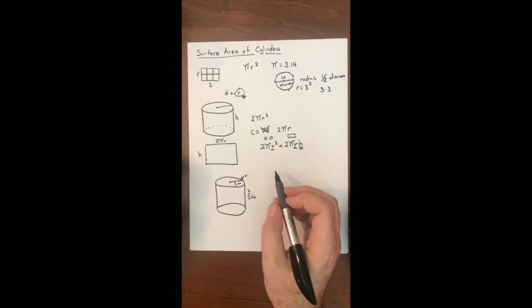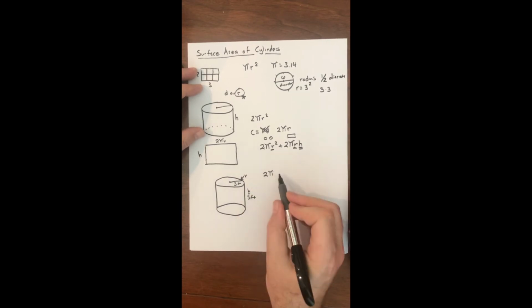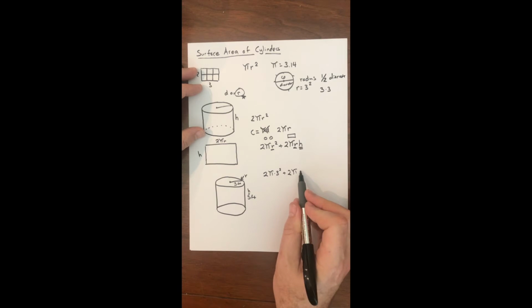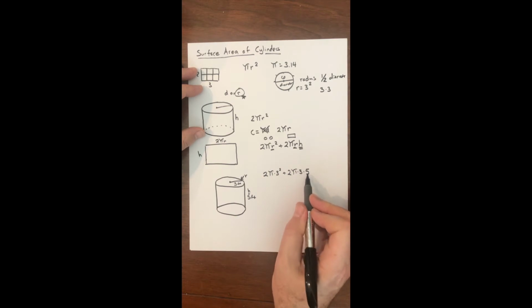So we're going to plug it into the formula. So we're going to have 2 times pi times the radius, which is 3, right? And we're going to square it. So that's going to be 3 times 3 plus 2 pi, what's that radius? Oh, it's 3 times the height, right, which is 5.